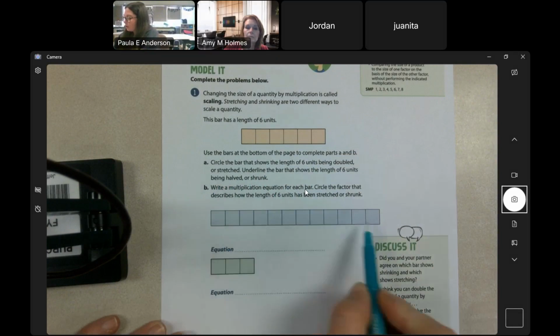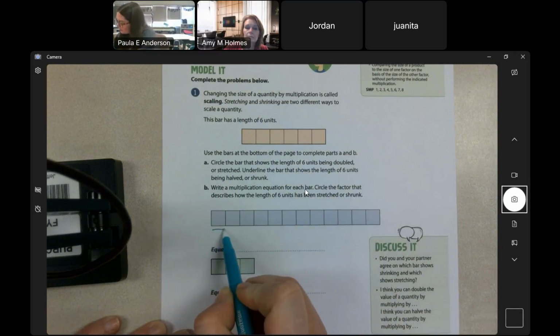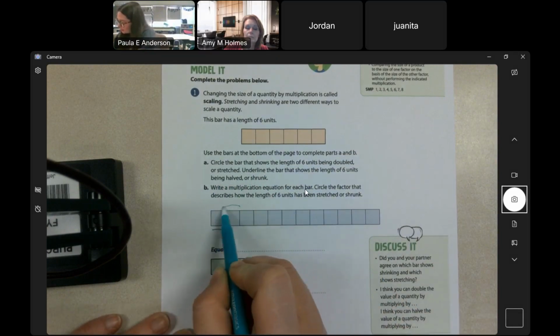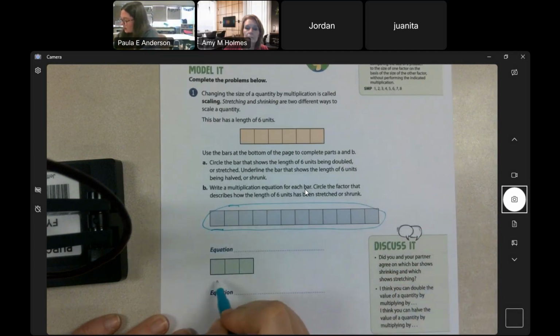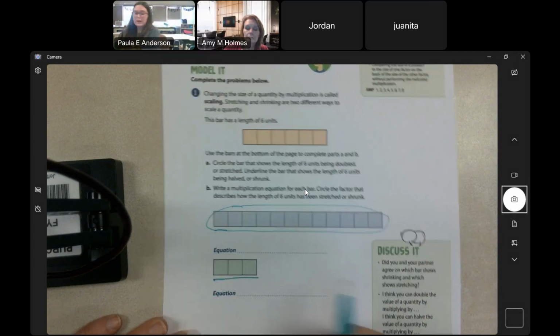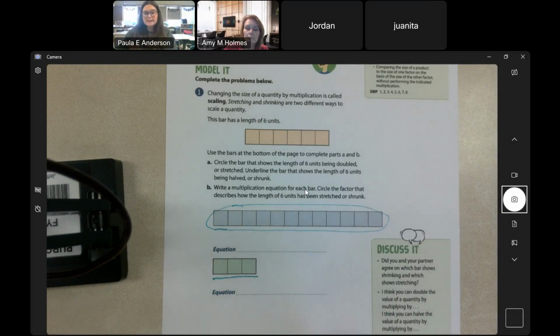So we're going to look at the one that is doubled. Well, this one is longer. We stretched it. So this one would be circled because it's doubled. And then it said to underline the one that shrank, and that one got smaller. Then it says, part B, write a multiplication equation for each bar. Circle the factor that describes how the length of 6 units has been stretched or shrunk.